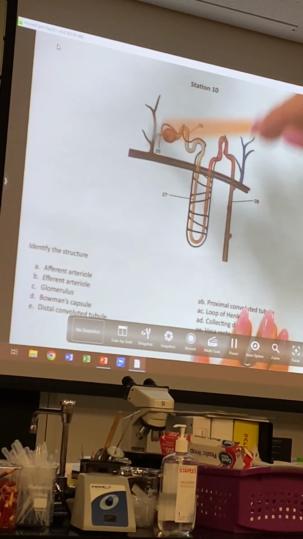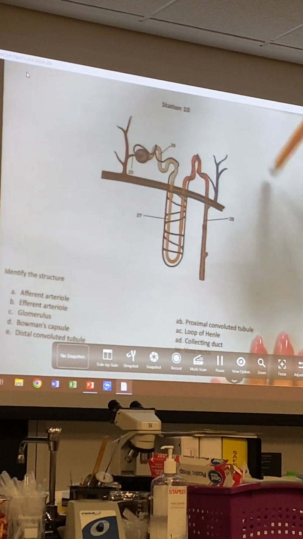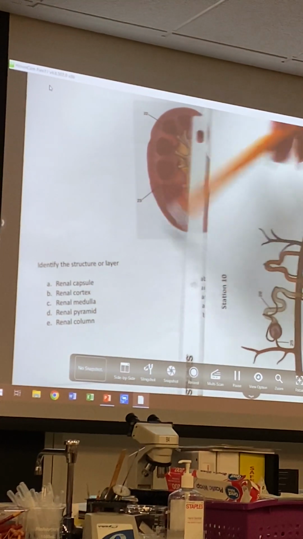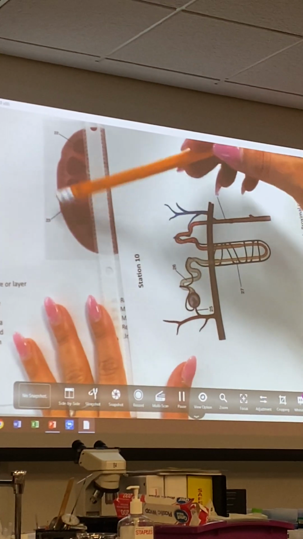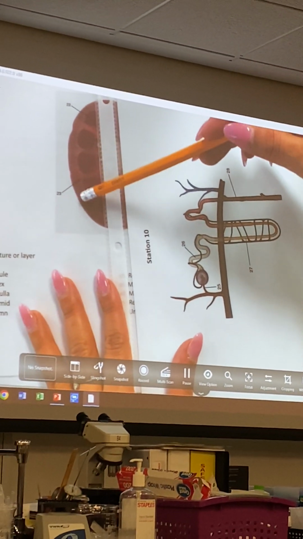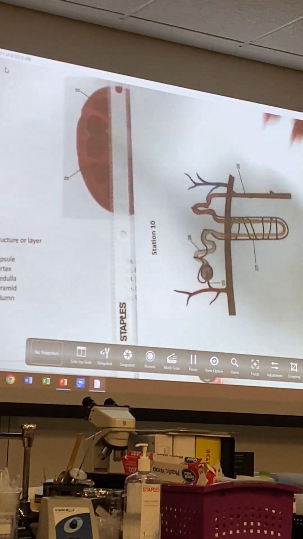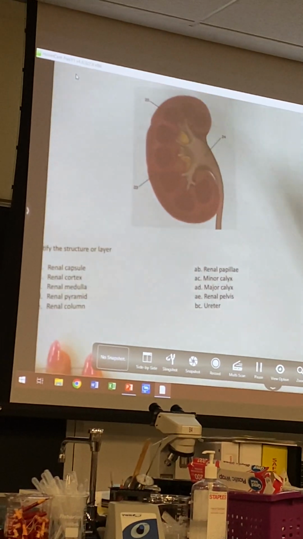What vein is this? This one's the cortical radiate. This one's that arcuate. Remember, when that arcs over. So if we're looking at this, right, this one is the one that arcs over, and then all of these are the cortical radiate that feed into the nephrons.